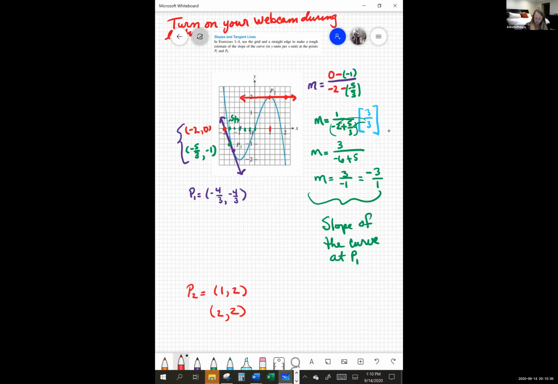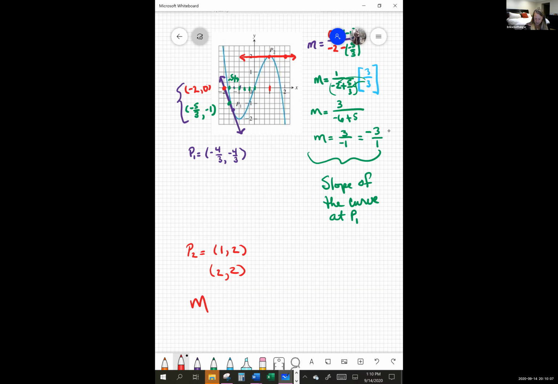So if we find the slope between those 2 points, the change in y, so 2 - 2, all over the change in x, 1 - 2. So the 0 over -1, 0 over a number other than 0 is okay. Which hopefully you remember that the slope of a horizontal line is 0.